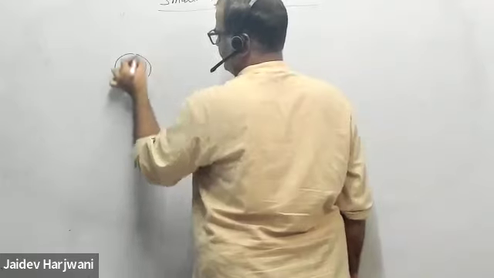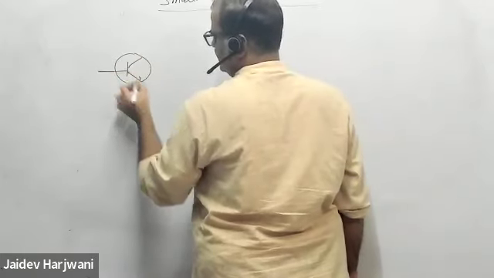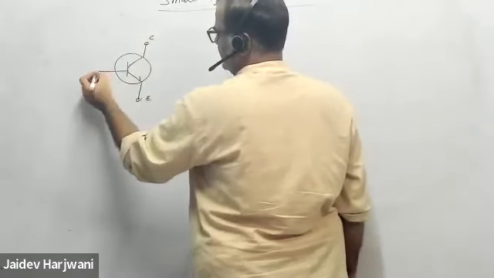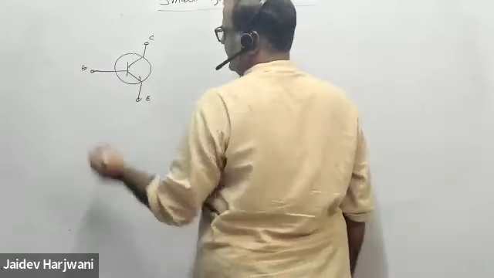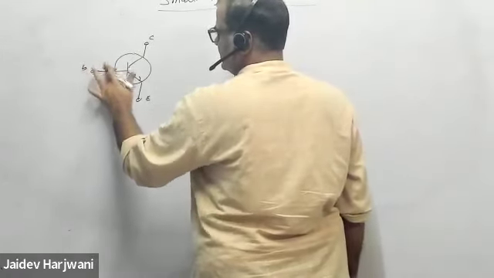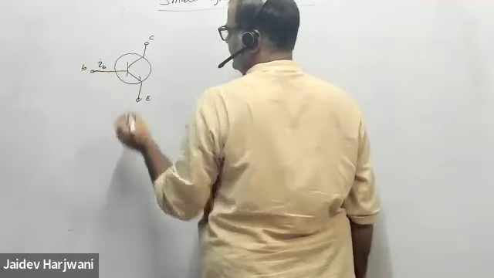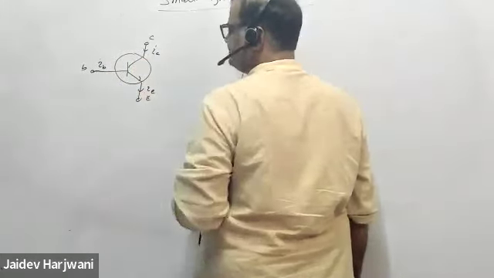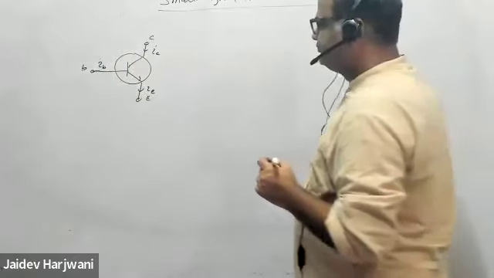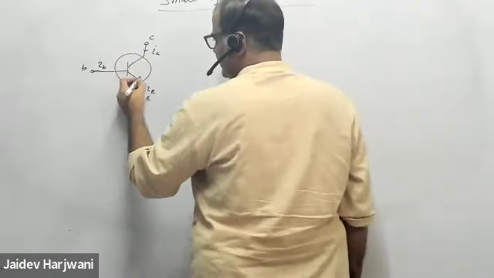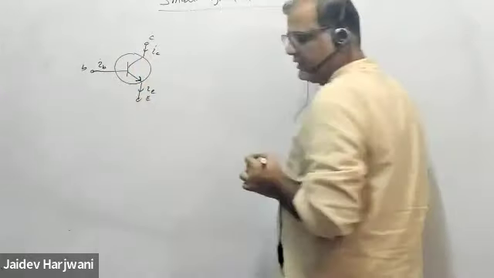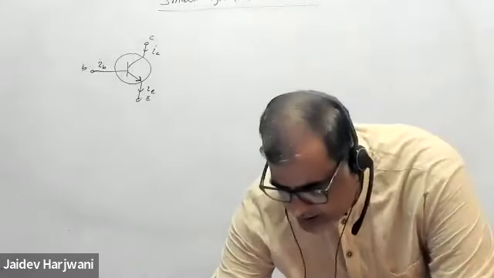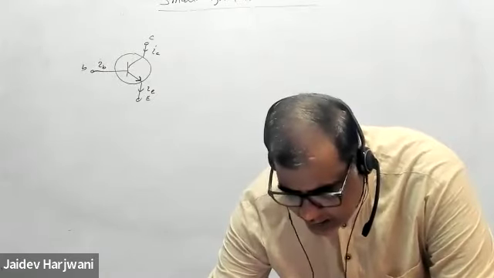say this is your emitter, this is the collector, and this is the base. And if IB current is flowing here, IC current is coming here, and IE current is coming here. So in a small signal analysis, we have to draw an equivalent model for your transistor. Okay, and now what is the equivalent model?